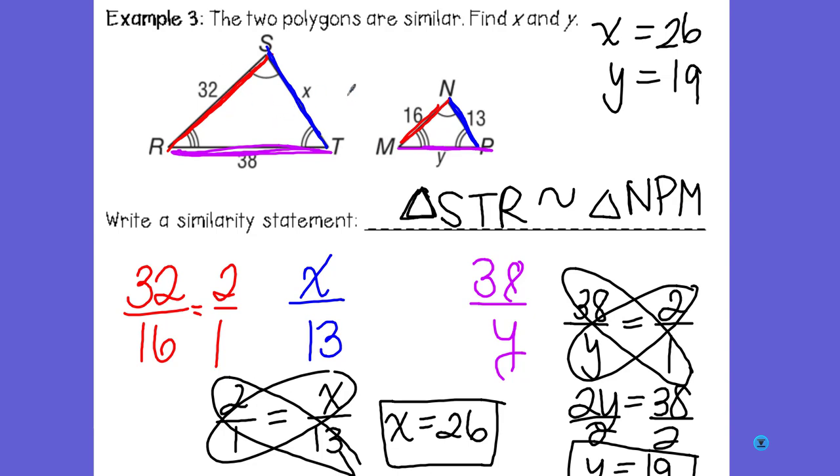So the big idea is if I know the two polygons are similar, I can match up the corresponding sides, set up the ratios, and then because they're similar, those ratios should be equal. So whichever ratio doesn't have a variable in it, where I know both of the numbers, I can set that equal to one of the ratios that does have a variable in it, and then I can just cross multiply, because I have a proportion now, and solve and find the variables.